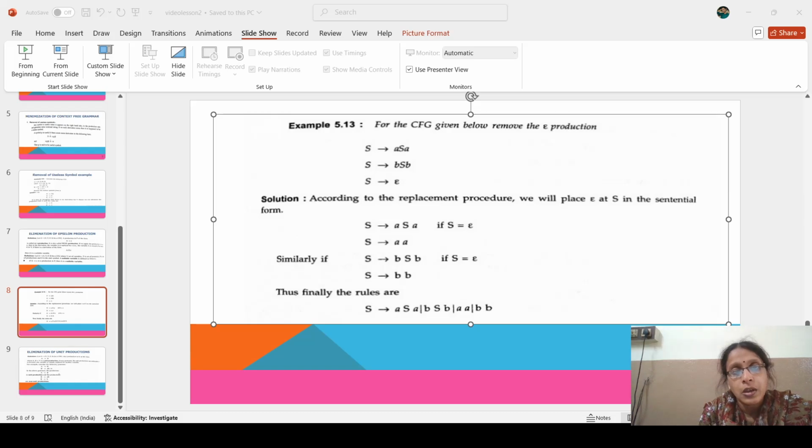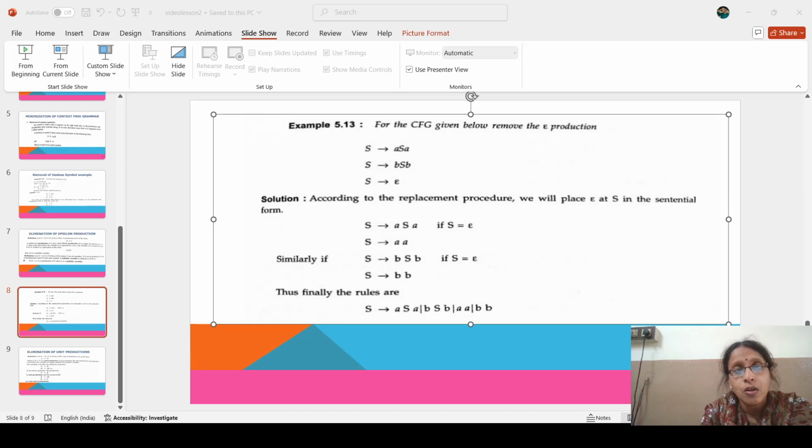So if you apply epsilon to the S, then S is removed, and we get the productions S implies AA, S implies BB. Then finally the rules are S implies ASA, S implies BSB, S implies AA and S implies BB. This is how epsilon productions are removed: if there is any epsilon in a production, we apply that epsilon to that non-terminal, remove that non-terminal, and we get the derived string.